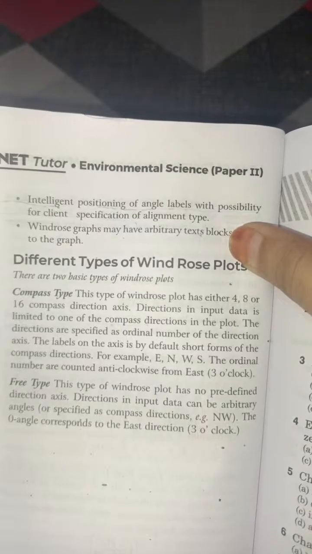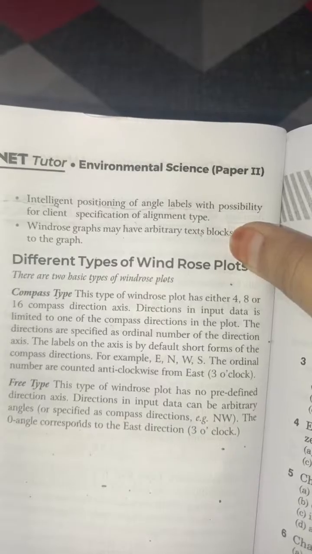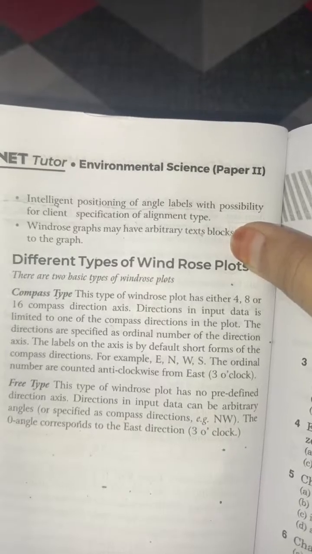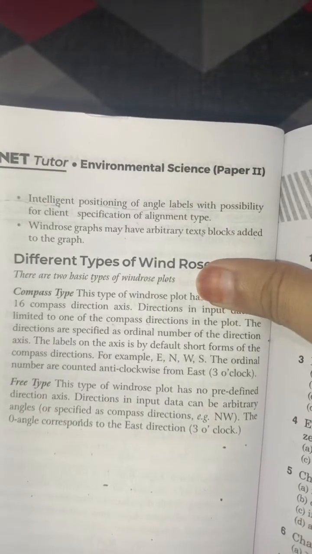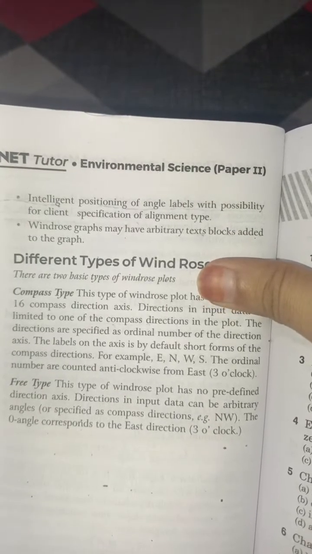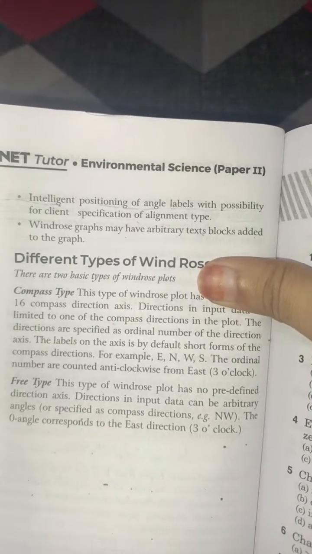The labels on the axis are by default the short form of the compass directions. For example, east, north, west, south. The ordinal numbers are counted anti-clockwise from east, 3 o'clock. Free type. This type of windrose plot has no predefined direction axis.